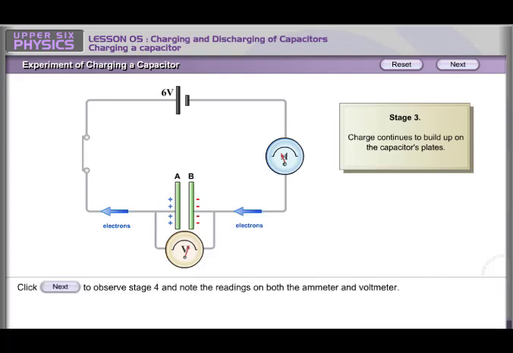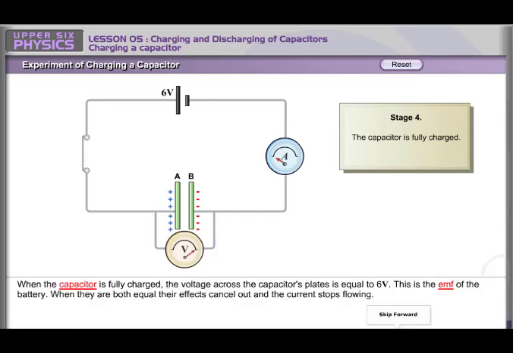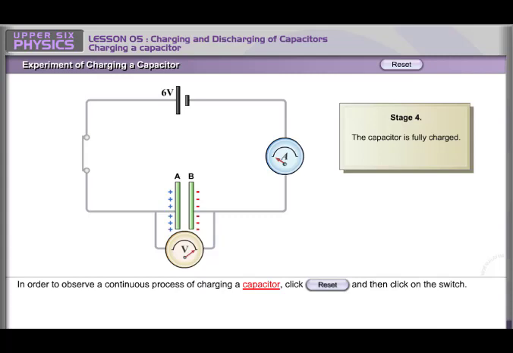Click the Next button to observe Stage 4 and note the readings on both the ammeter and voltmeter. When the capacitor is fully charged, the voltage across the capacitor's plates is equal to 6 volts. This is the EMF of the battery. When they are both equal, their effects cancel out and the current stops flowing. In order to observe a continuous process of charging a capacitor, click the reset button and then click on the switch.